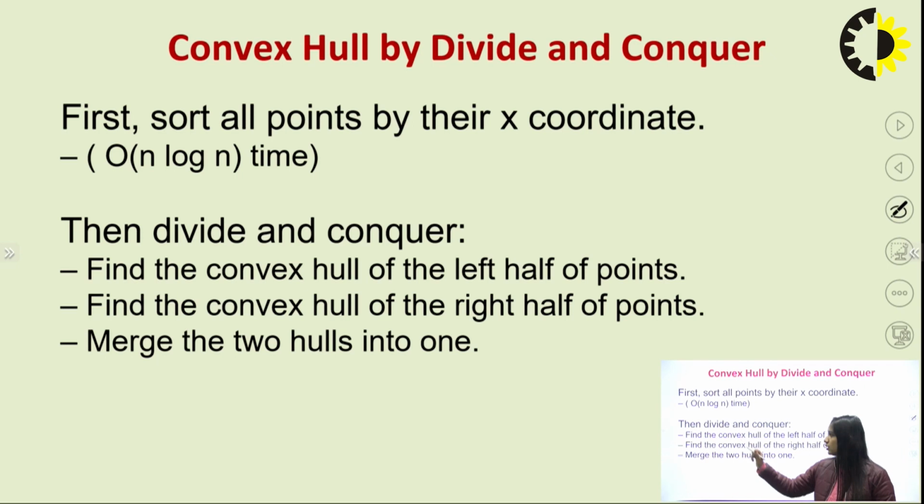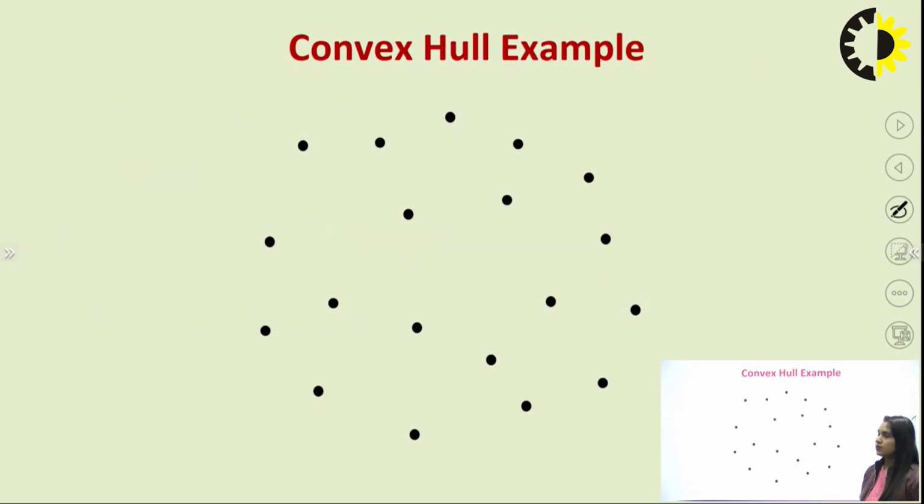You just need to find the convex hull of the left half. You have to divide that plane, find the convex hull of the left half and the convex hull of the right half, and then merge those hulls into one. This is how you can find the convex hull of a set of points or a polygon in the plane using divide and conquer. Let's say this is the example.